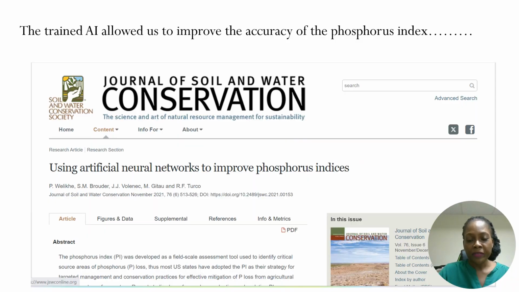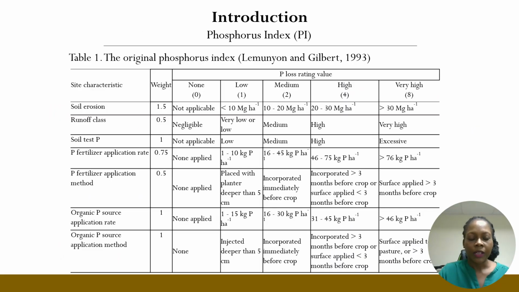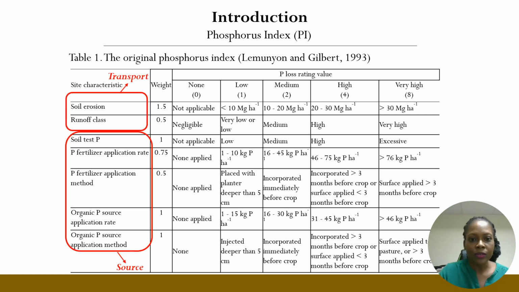And I will briefly go over how artificial intelligence allowed us to improve the accuracy of the phosphorus index in this work that we published in 2021. The phosphorus index is a P-loss risk assessment tool that takes into consideration both the transport and source factors, and over the years it has been revised and evaluated.